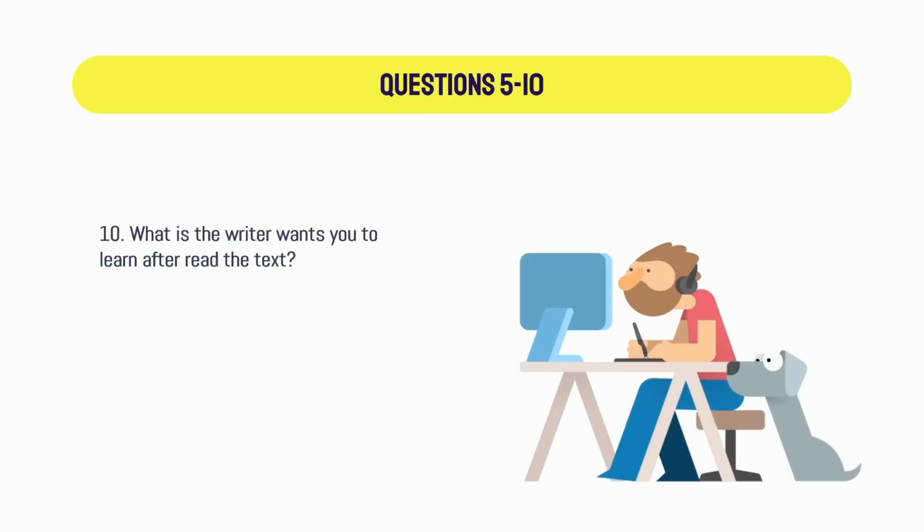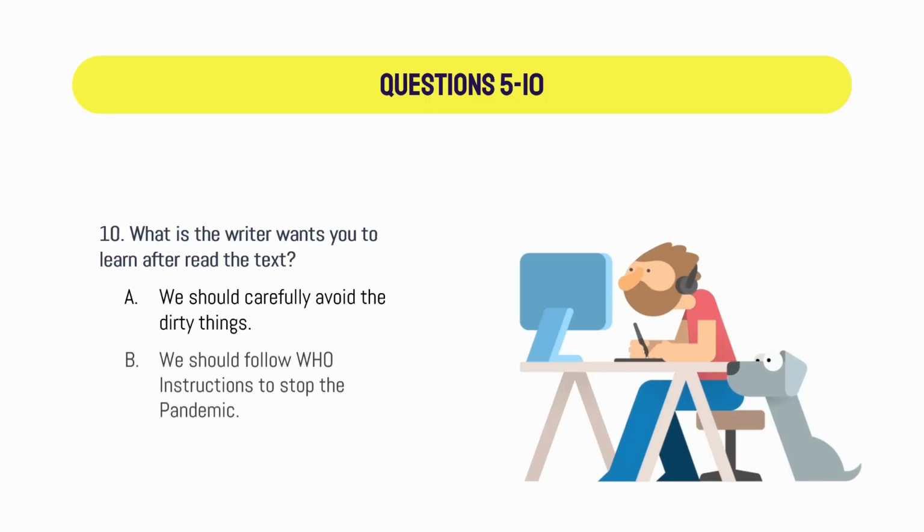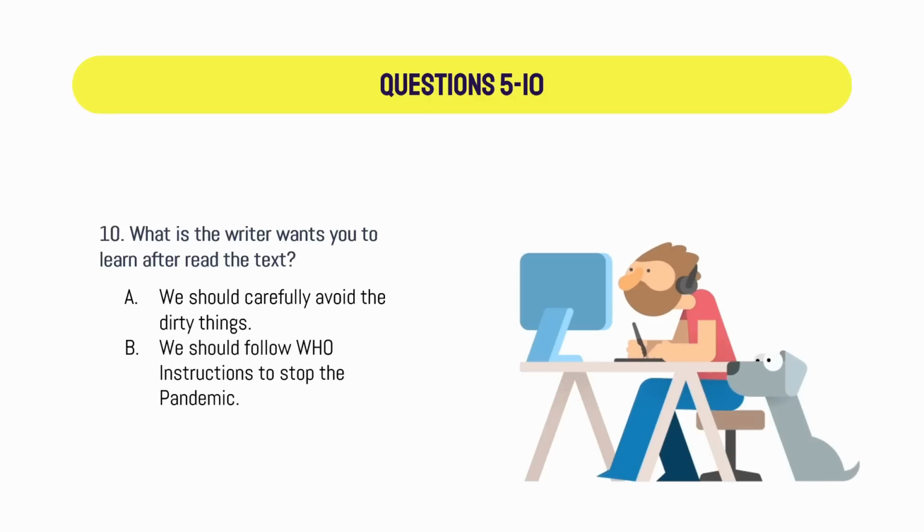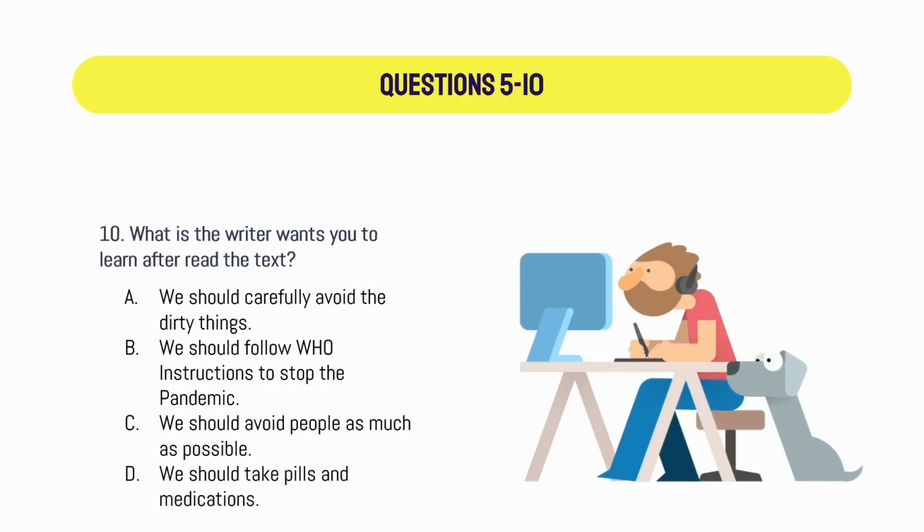The last one. What does the writer want you to learn after reading the text? A. We should carefully avoid dirty things. B. We should follow WHO instruction to stop the pandemic. C. We should avoid people as much as possible. D. We should take pills and medication. Time's up. The answer is B. We should follow WHO instruction to stop the pandemic.